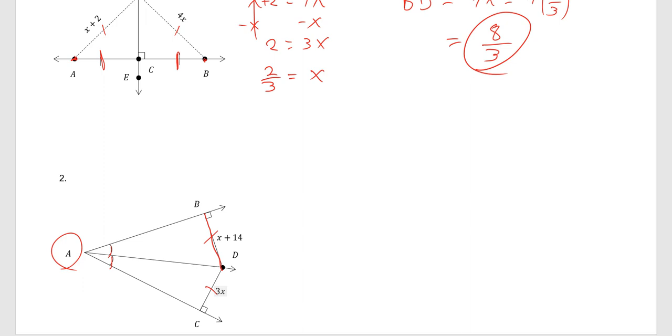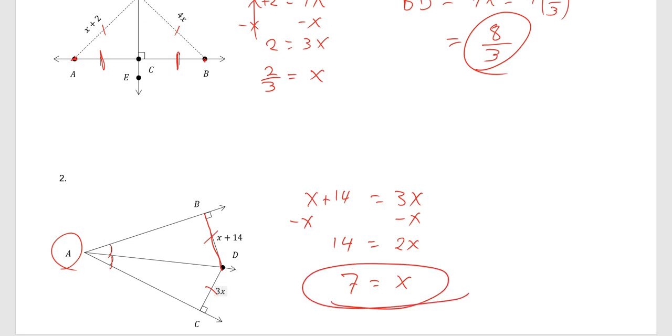so we can just write x plus 14 equals 3x. Minus x on both sides, so 2x equals 14, so x equals 14 over 2, which is 7.